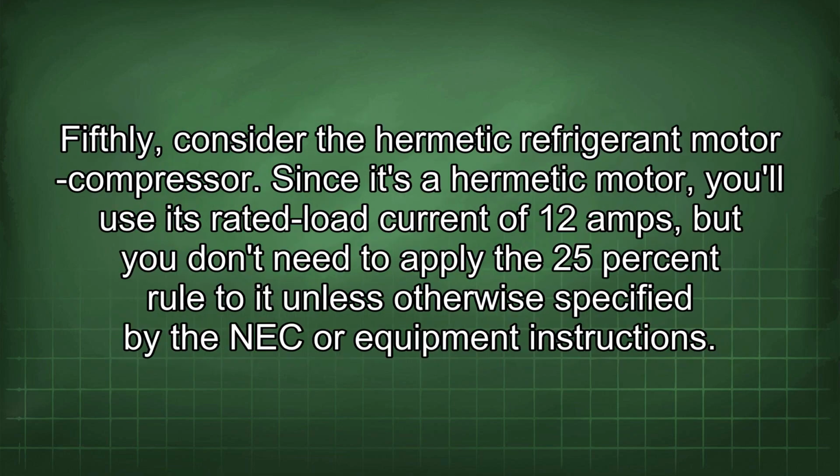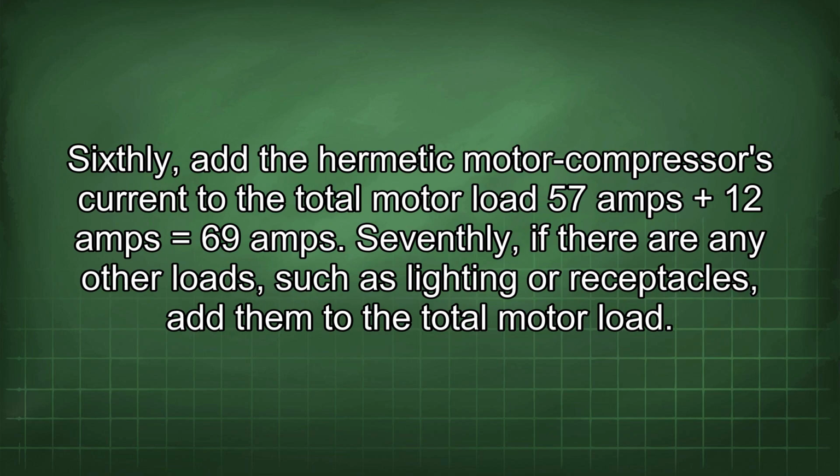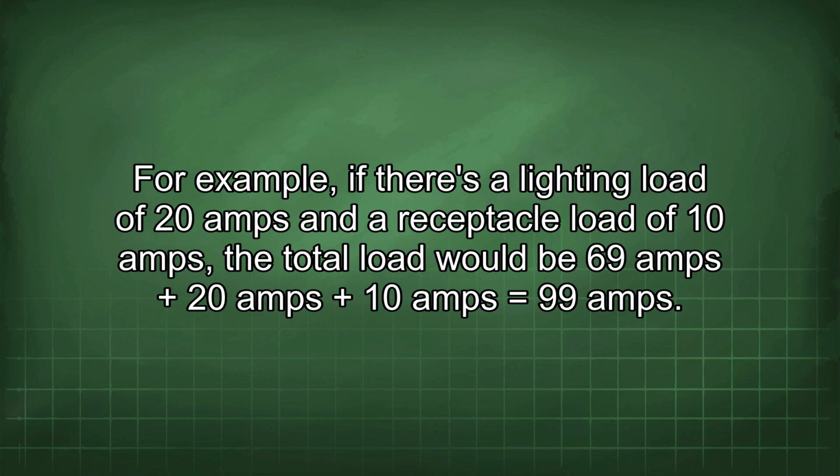Fifthly, consider the hermetic refrigerant motor compressor. Since it's a hermetic motor, you'll use its rated load current of 12 amps, but you don't need to apply the 25% rule to it unless otherwise specified by the NEC or equipment instructions. Sixthly, add the hermetic motor compressor's current to the total motor load. 57 amps plus 12 amps equals 69 amps. Seventhly, if there are any other loads such as lighting or receptacles, add them to the total motor load. For example, if there's a lighting load of 20 amps and a receptacle load of 10 amps, the total load would be 69 amps plus 20 amps plus 10 amps equals 99 amps.